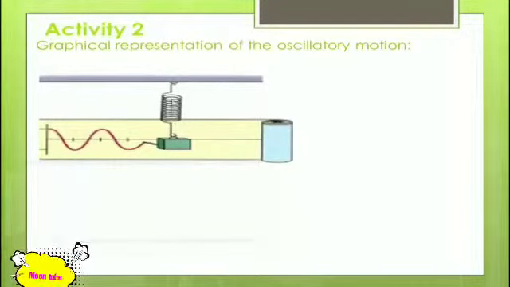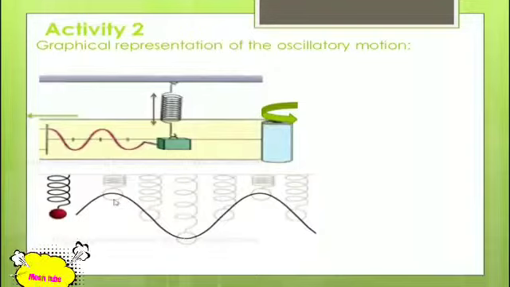The other end of the spring is fixed to the holder, so the pencil's tip touches the midpoint of the paper tape, as shown in this figure. Roll the paper regularly. Then pull the weight downwards and leave it. When we leave the weight, the spring goes upwards and downwards. Through its motion, this graph is drawn.